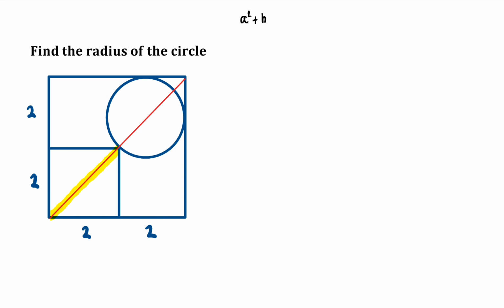So we can use Pythagoras' theorem, which states that a squared plus b squared equals c squared. So therefore, in this case, 2 squared plus 2 squared is equal to c squared, which is just the length of the yellow region. So therefore, c squared is just 8. And c, when we square root both sides, is root 8, which is just 2 root 2. So let's just add this onto our diagram real quick.